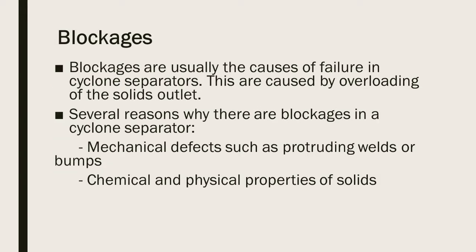Blockages. Blockages are usually the causes of failure in cyclone separators. These are caused by overloading of the solids outlet. Several reasons why there are blockages in a cyclone separator are mechanical defects such as protruding welds or bumps, and chemical and physical properties of solids.